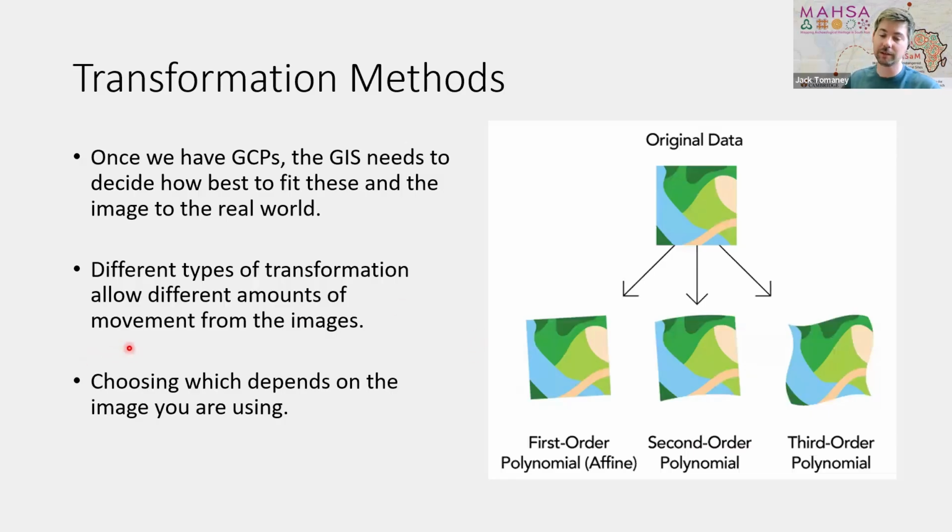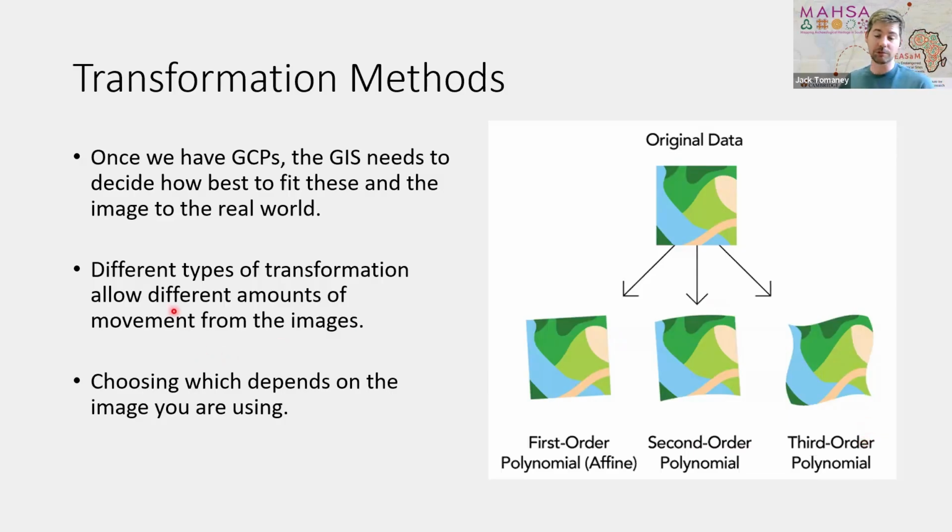Other transformations allow the image to bend and stretch more. For example, as you can see in the second order polynomial transformation, this allows some bending of the image to improve the fit between the map and the GCPs. While a third order polynomial transformation, which we won't be using, allows even greater flexibility. So it really allows the map to mold to fit the GCPs.